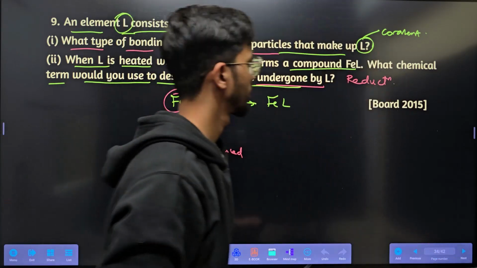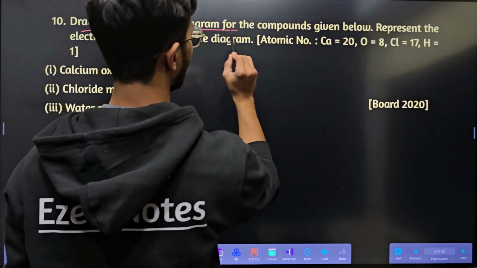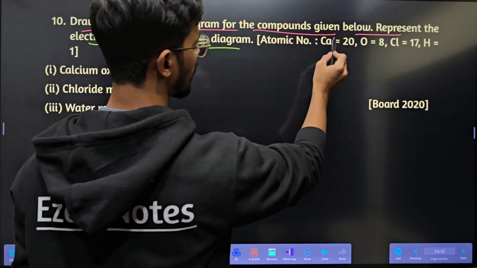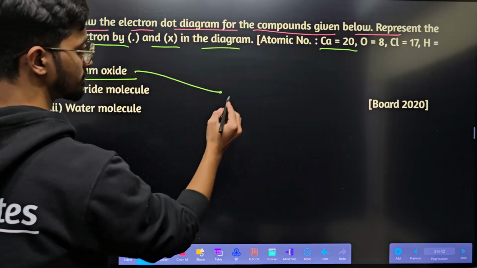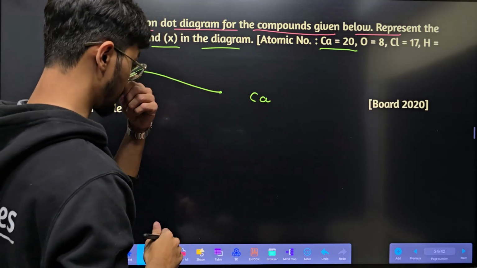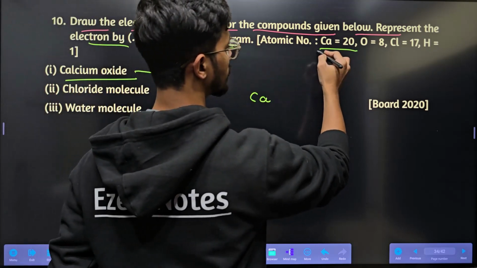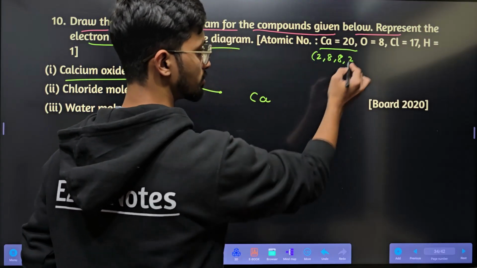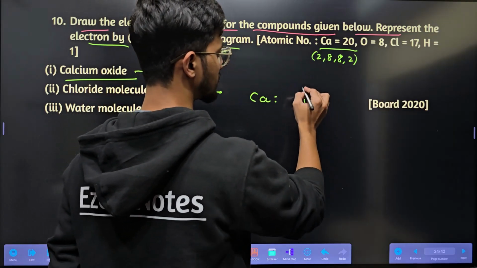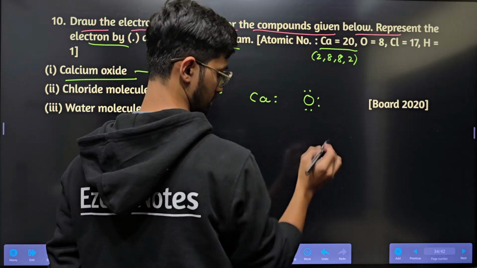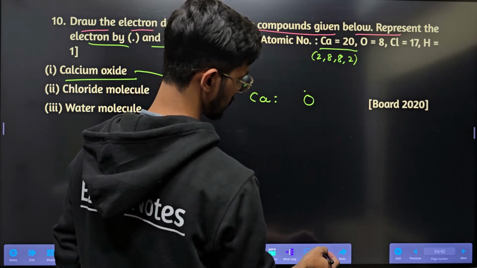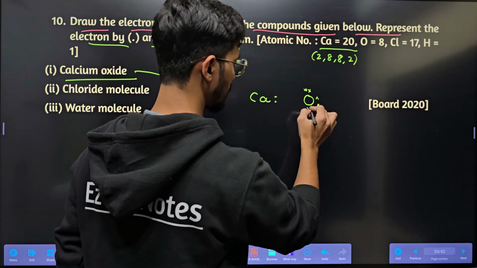Okay. Next, draw the electron dot diagram for the compounds given below. Represent the electrons by dot and cross in the diagram. Atomic numbers are given. Calcium oxide, CaO. Calcium has atomic number 20, right? So we can write 2, 8, 8, 2. How many electrons in the outermost shell? 2. Oxygen has 6 electrons in the outermost shell. 1, 2, 3, 4, 5. We'll mention this as cross. 1, 2, 3, 4, 5 and 6.